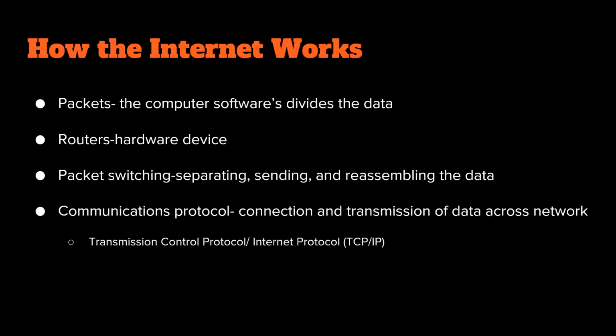When a computer sends data over the internet, the computer's software divides the data into small pieces, known as packets. Packets travel along the fastest path available via routers. Each packet contains the data as well as the destination, the sender, and the sequence information that is needed to be reassembled at the destination, which is known as packet switching.